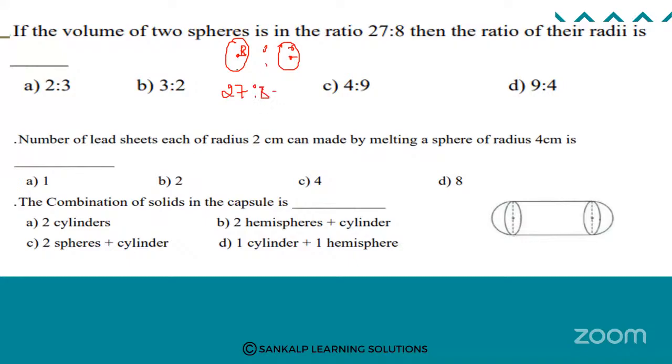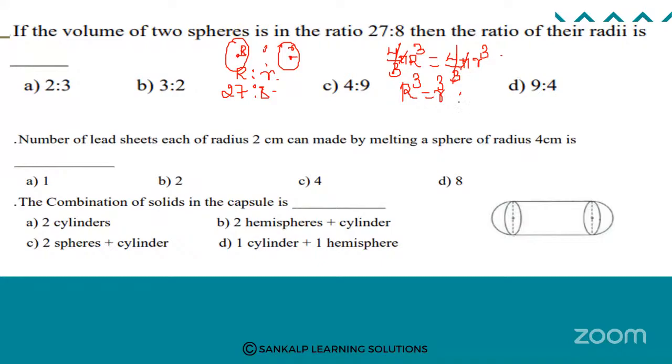The volumes are in the ratio 27:8. Now, the ratio of the radii is asked, and the volumes of two spheres are given. So what is the volume of the sphere? That is 4/3 pi r cube. The radius of the first sphere is capital R and the radius of the second sphere is small r. So the volume of the sphere is 4/3 pi r cube, right? 4/3 will get cancelled and pi will get cancelled. So what you will get? Capital R cube to small r cube.